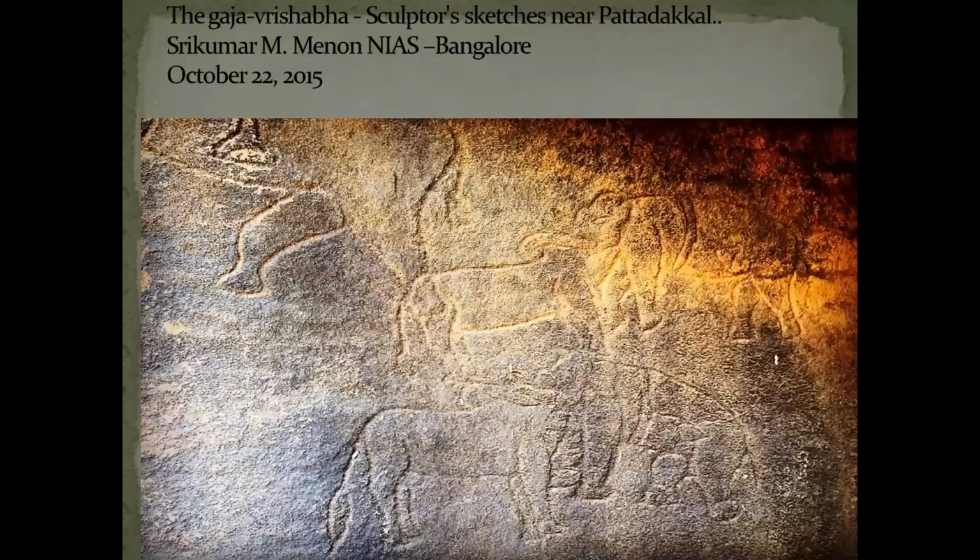So this is a Gaja Rishabha sculpture sketch near Pattadakal, identified by Dr. Srikumar Menon from the National Institute of Advanced Studies, Bangalore. Here you see sketches on a boulder, where the artist must have tried to learn or create this basic Rishabha Kunjara before he sculpted the actual sculpture. So this is from Virupaksha Temple, Pattadakal.